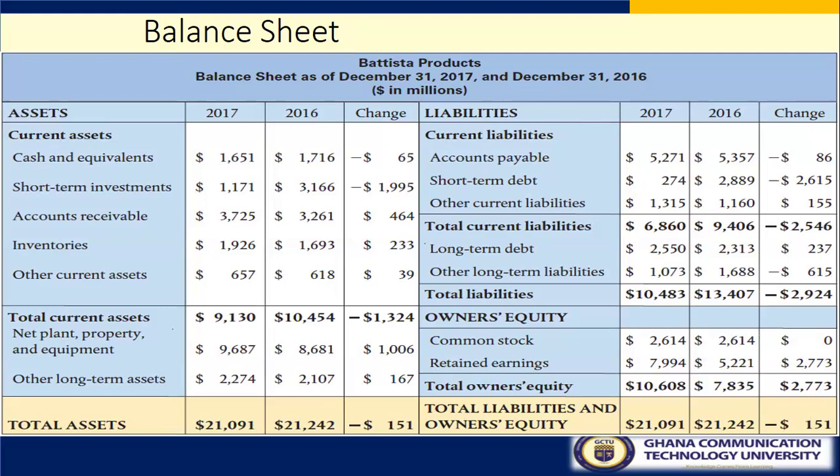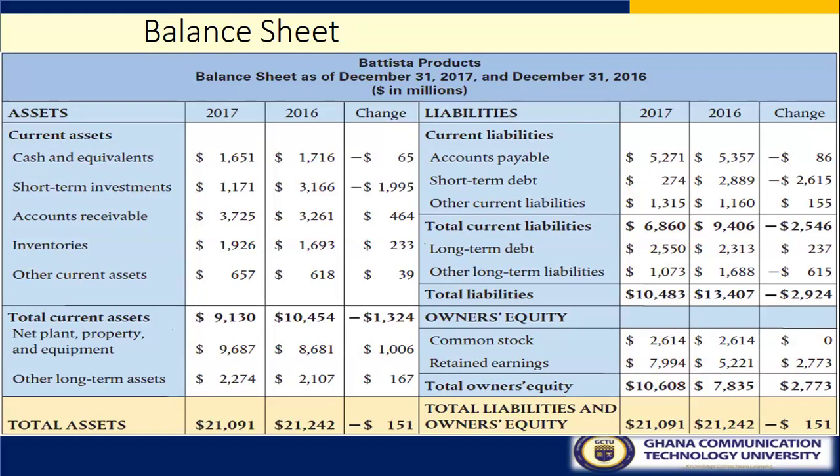Then you come to owner's equity. Under owner's equity, we have common stock and retained earnings. So when you add your common stock to the retained earnings, you get the total owner's equity of $10,608. So when you add our liabilities to our owner's equity, we are getting $21,091. Okay, and then total assets for 2017 we got $21,091. Now you see it has balanced.